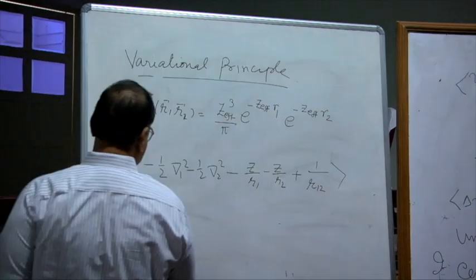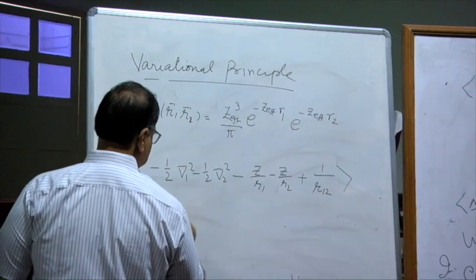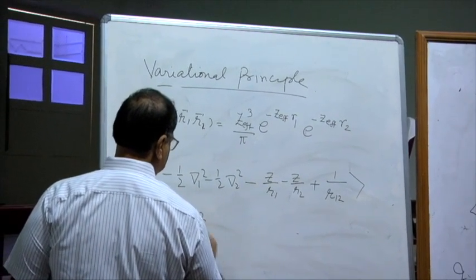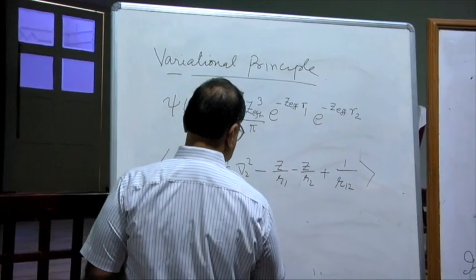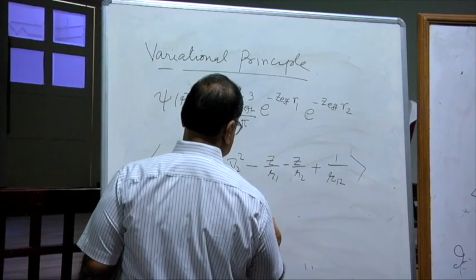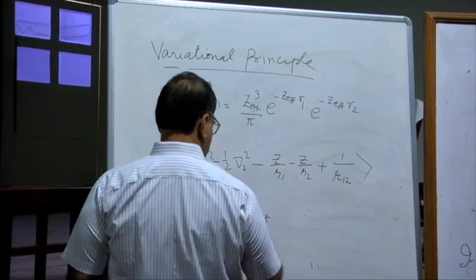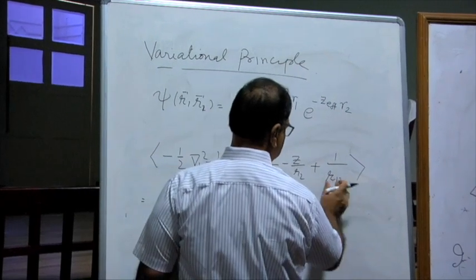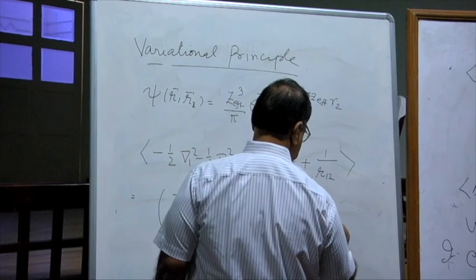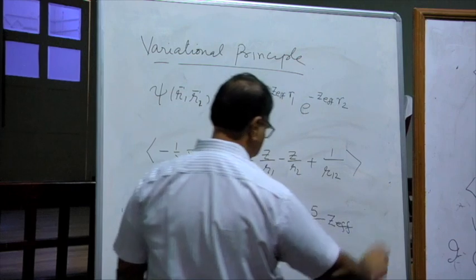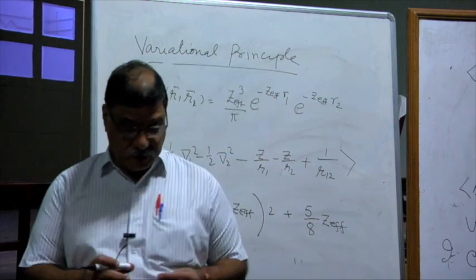In this case, we know the expressions for this. This is a hydrogen-like wave function, so this comes out to be Z effective squared divided by 2, kinetic energy for a single particle, and this comes out to be minus Z effective times Z, times 2 electrons, plus if you calculate the expectation value of 1 over r12, it comes out to be 5 over 8, if I'm not mistaken, Z effective. Okay, so you see that there is this extra term because of the electron-electron interaction.